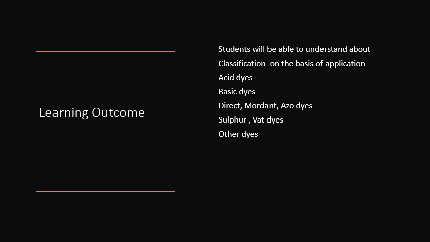What is the learning outcome? By this lecture, you are able to classify every kind of dye. You can classify on the basis of the groups, and you can classify on the basis of the application. So each dye name gives you an understanding of which type of dye it is. Here you can complete the classification: the acid dyes, basic dyes, direct dyes, mordant dyes, azo dyes, sulfur dyes, VAT dyes, even including some other dyes.